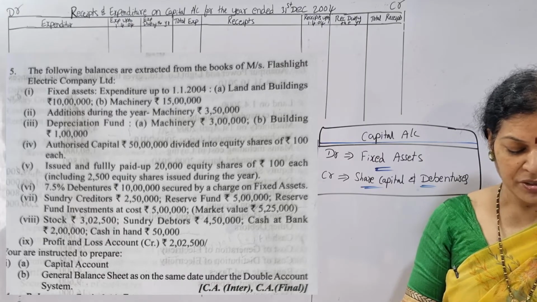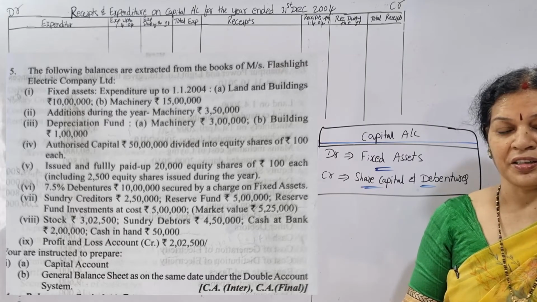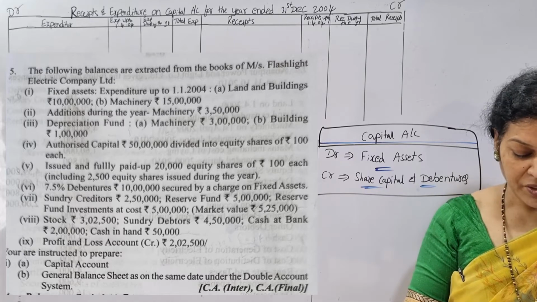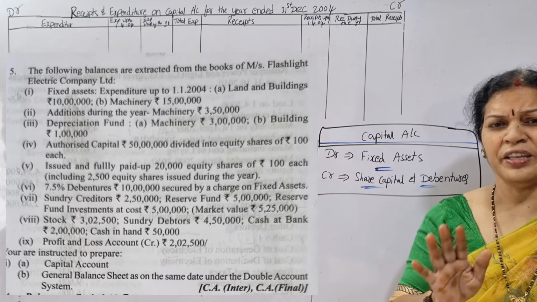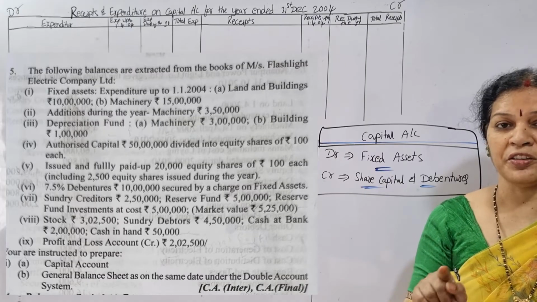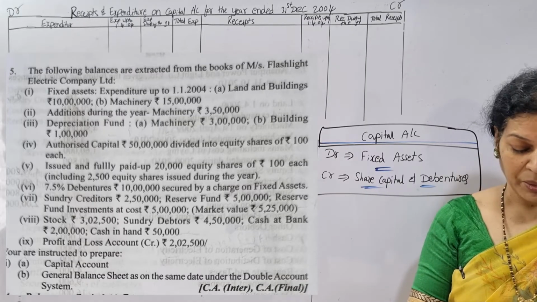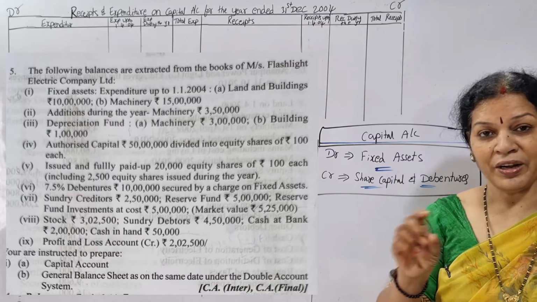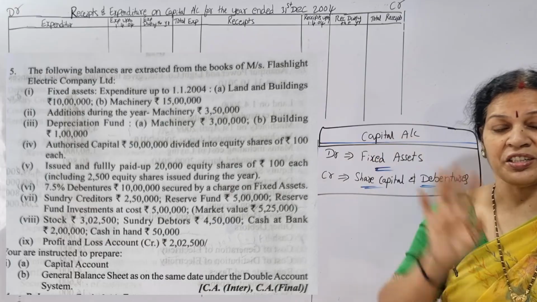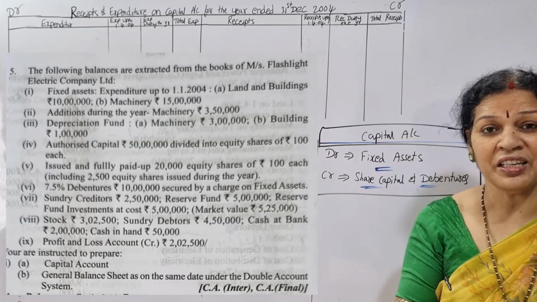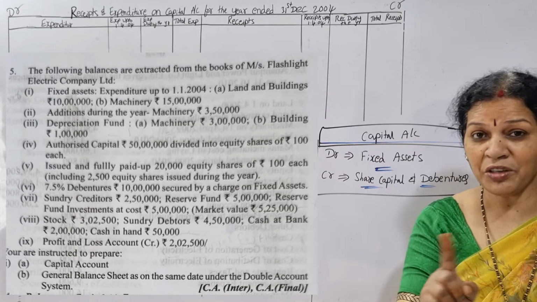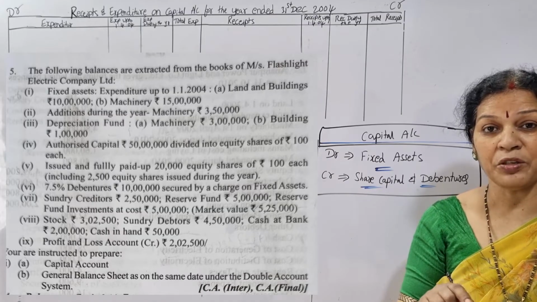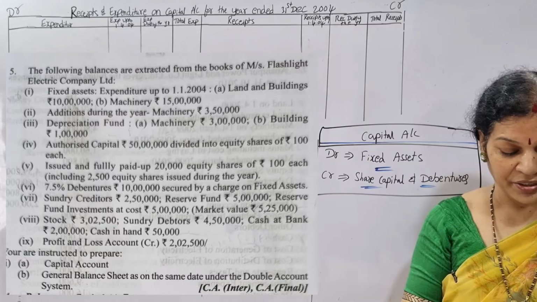Next, eighth point. Sundry creditors. Sundry creditors is a current liability, so it comes in the balance sheet liability side. Reserve fund: any funds we write in the balance sheet liability side. Reserve fund investment: some amount of the reserve fund is invested. When you are investing, it's an asset, but it is not a fixed asset. So reserve fund investment, we take into the balance sheet asset side.